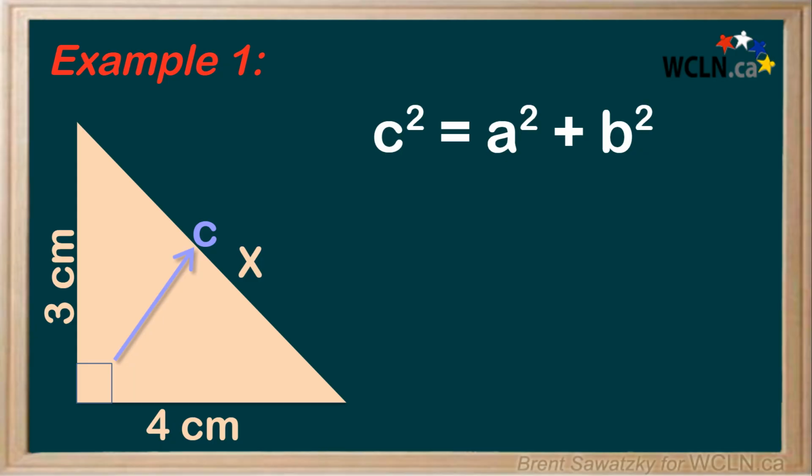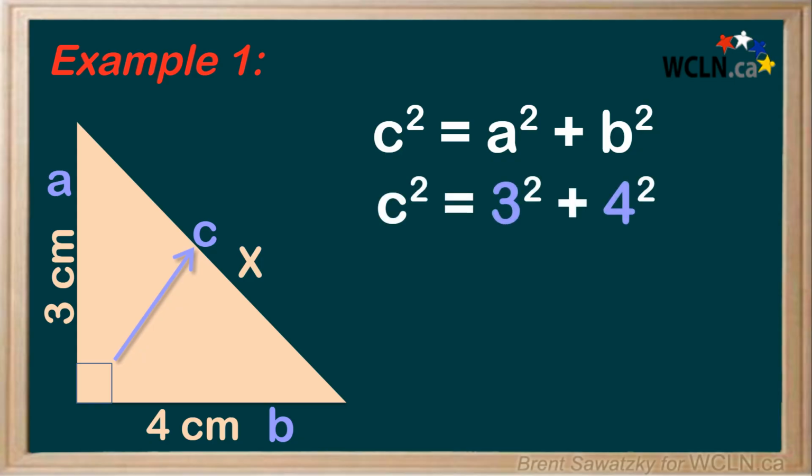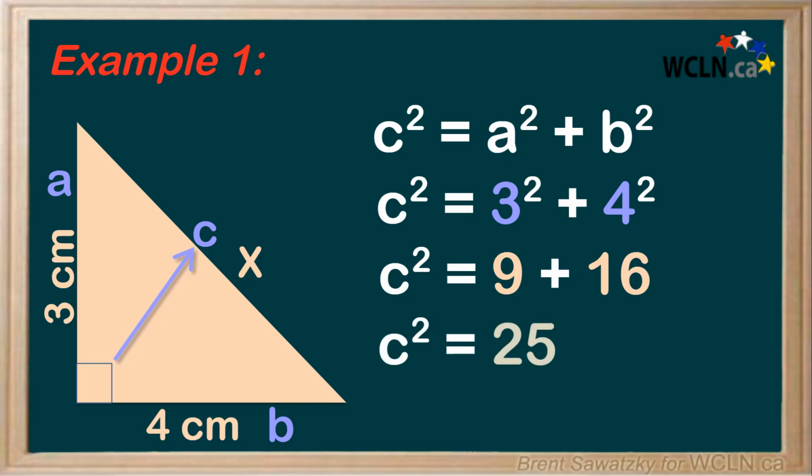Now, a and b are the other sides. It doesn't matter which is which, so let's just mark them like this. Now let's plug all of these into our formula. We'll square a and b, so 3 squared is 9, and 4 squared is 16, and then we'll add them. So c squared is 9 plus 16, or 25.